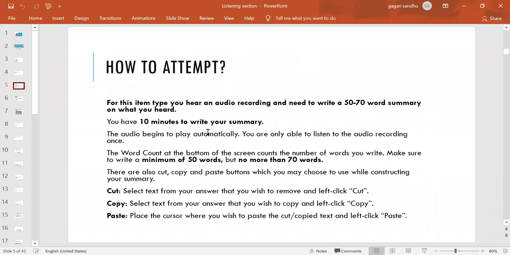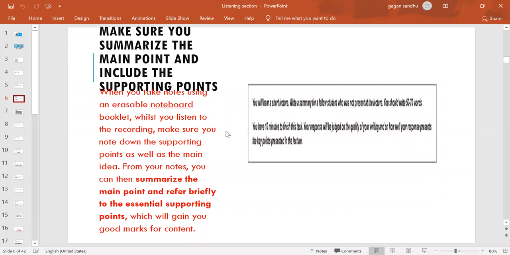So there will be a box provided to write your answer beneath the instruction, because you are hearing, so there is nothing to look at in the question like this. The instruction and the answer box will be provided, and on one side of that there will be a timer of 10 minutes, and on the other side there will be the word count, right?